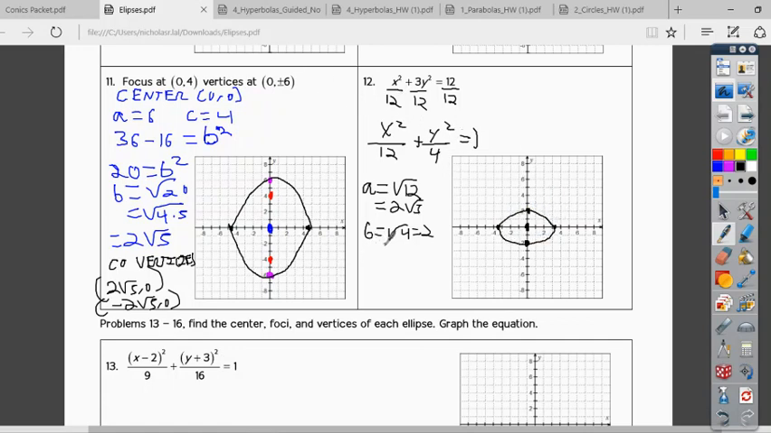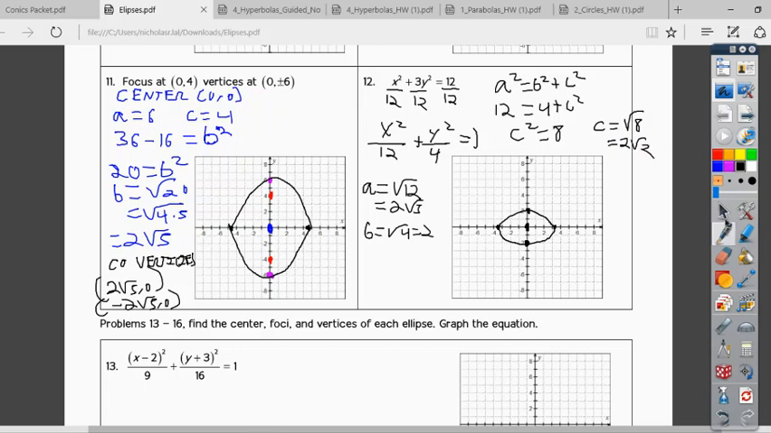The last part is a squared is equal to b squared plus c squared. So that means 12 is equal to 4 plus c squared. So c squared is equal to 8. C is equal to square root of 8, which means it's equal to 4 times square root of 4 times 2. So c is equal to 2 root 2.